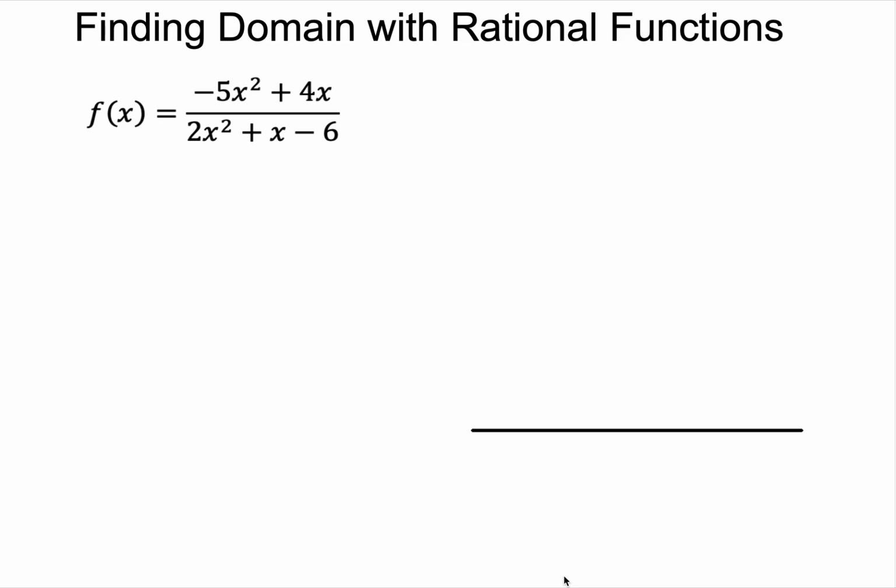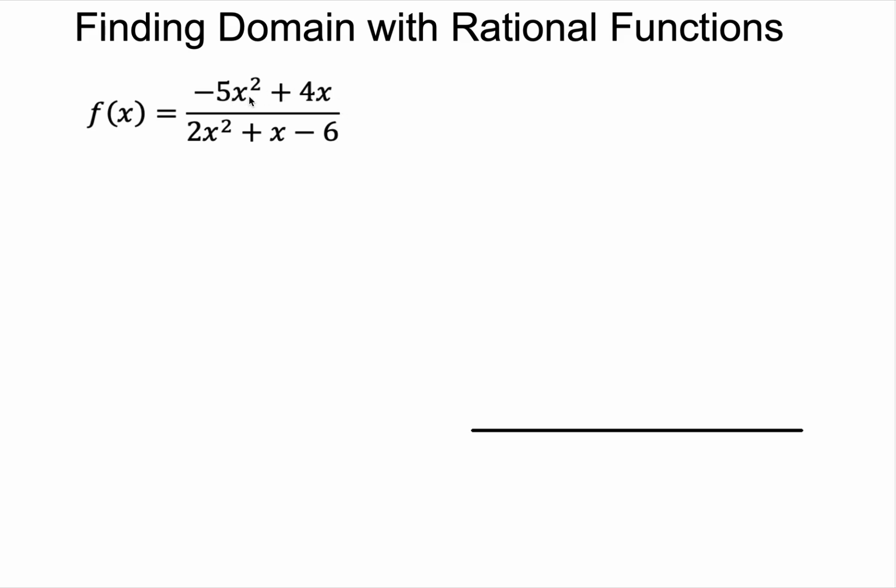Let's take a look at finding the domain with rational functions. We're going to have a couple different situations here, but this first problem has basically two polynomials. You have negative 5x squared plus 4x in the numerator and 2x squared plus x minus 6 in the denominator.